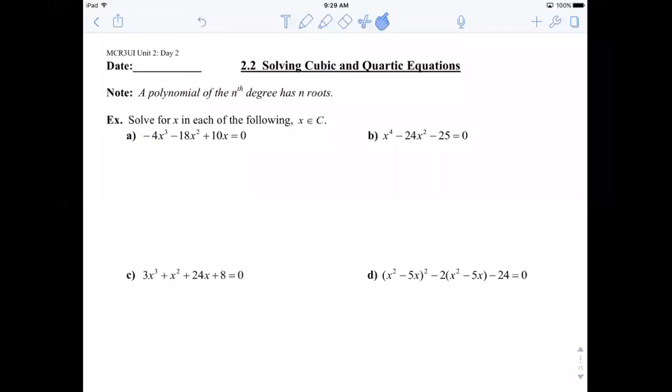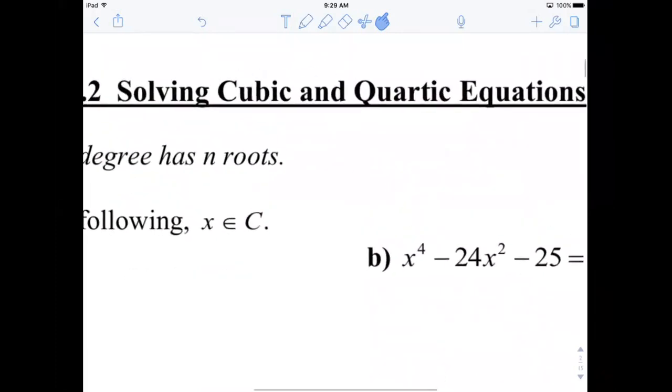Welcome to Unit 2, Lesson 2, Solving Cubic and Quartic Equations. So we've looked now a lot at solving quadratic equations, and so the next step is to try and use similar skills to solve more and more complex polynomials. And the next most complex ones are cubic and quartic. So let's first just take a quick moment to think about what that means.